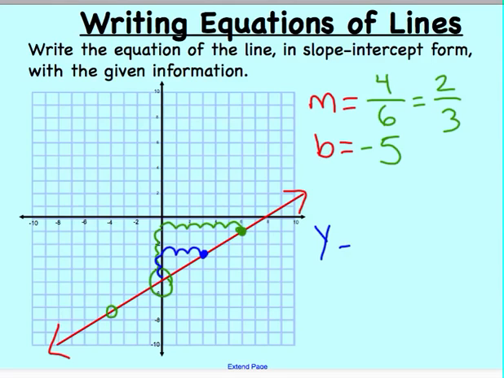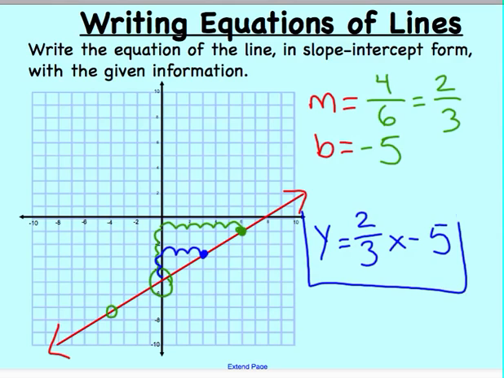Now I can easily write my equation. Y equals 2/3 x minus 5. And that's your answer. So again, all of our answers today are in slope-intercept form, and our answers are actually the equation of the line. Whereas before, that's what we were starting with to graph. In this lesson, our answers are going to actually look like this.